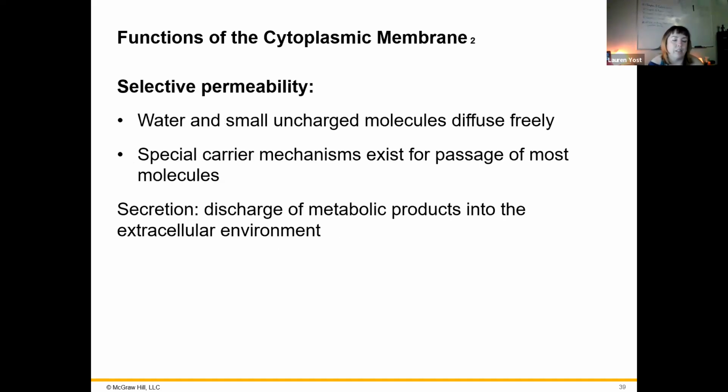The membrane itself has something called selective permeability. So water and small uncharged polar molecules will diffuse freely across that membrane because of the unique ability of water to get in between those charged heads. It's a small enough molecule, and other small molecules can get in there as well and can cross the membrane. So that's selective permeability. Only certain things can get across. Other things can't get across without some kind of help in some way.